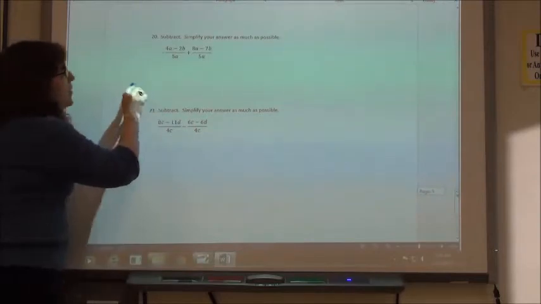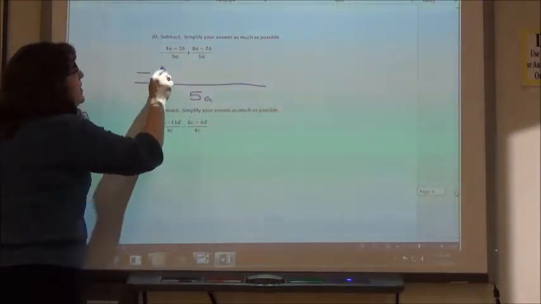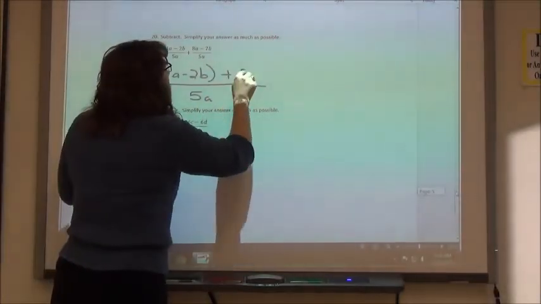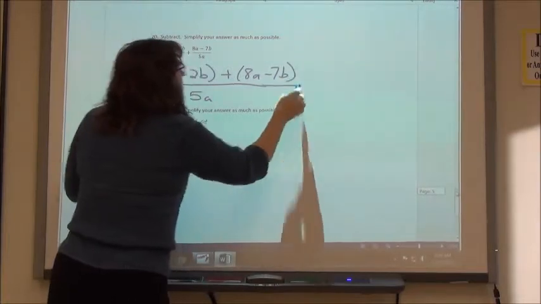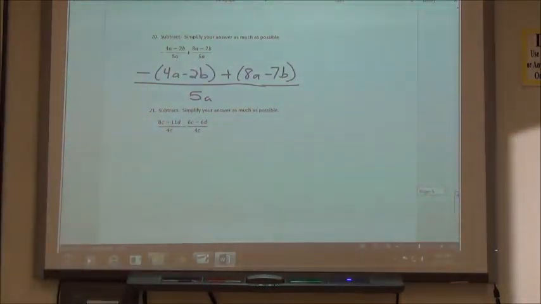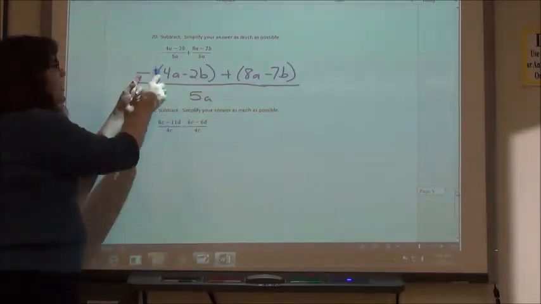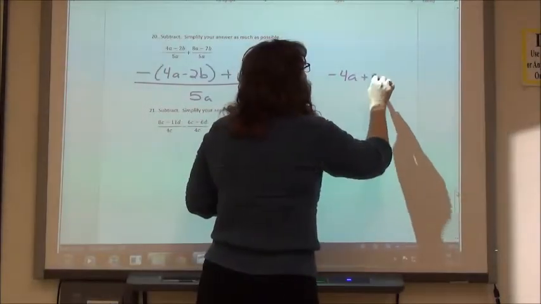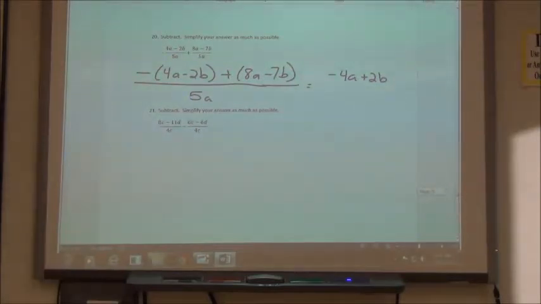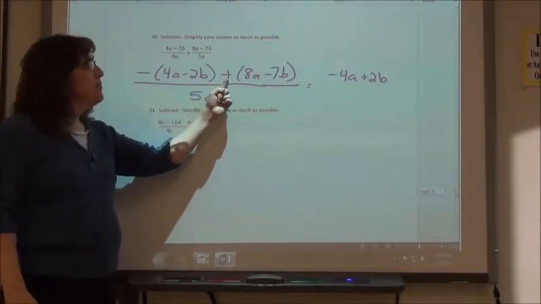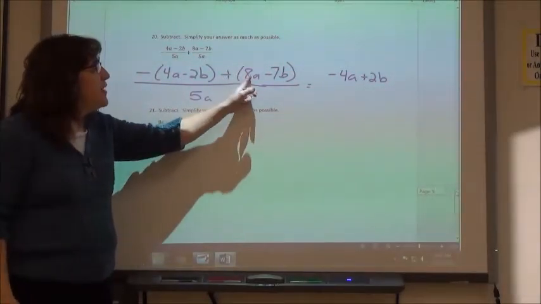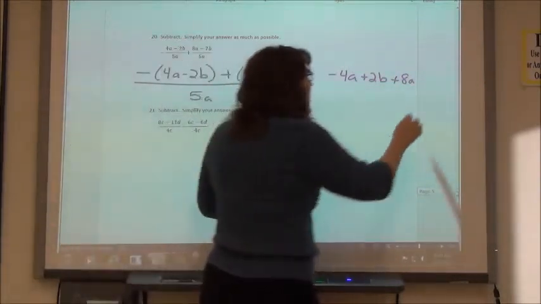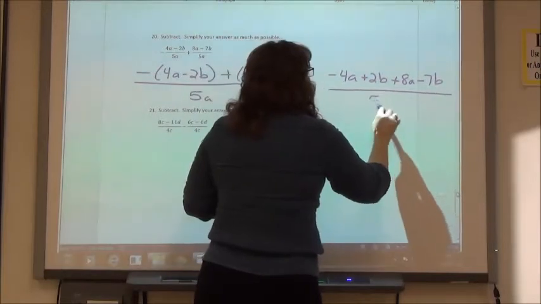So, rewriting this one all over my 5a. I've got a minus sign, and then I have 4a minus 2b in parentheses, because that's all on top of my first fraction. And then on this one, I've got a plus sign, and 8a minus 7b is going to be in my parentheses. So, distributing that negative. Negative times a positive is going to give me negative 4a. Negative times a negative is going to give me a positive 2b, right? This one has a plus sign in front, so it's not going to change any signs, but positive times a positive is still positive 8a. Positive times a negative is still negative 7b. All over my 5a.